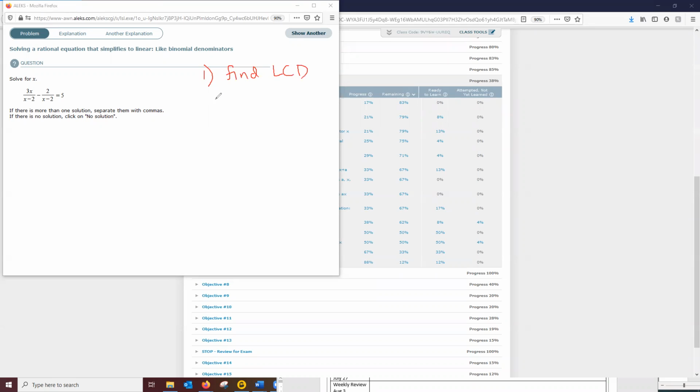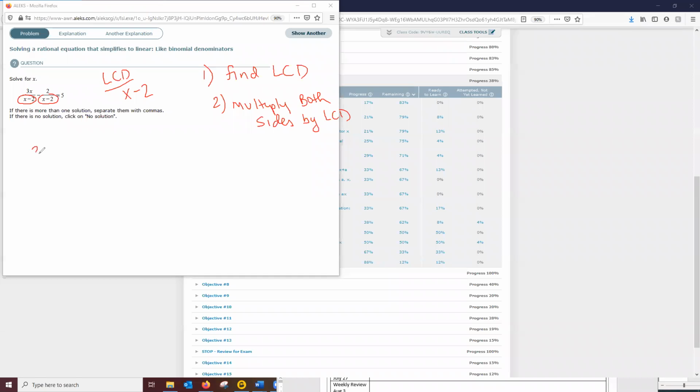Then I'm going to multiply both sides of the equation by the LCD. That's going to let me get rid of fractions. All right, let me figure out the LCD. Well, I'm seeing the denominator is x minus 2 here and x minus 2 there. Well, that LCD then just must be x minus 2.